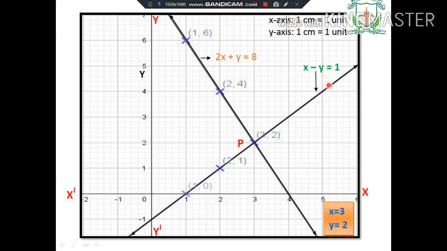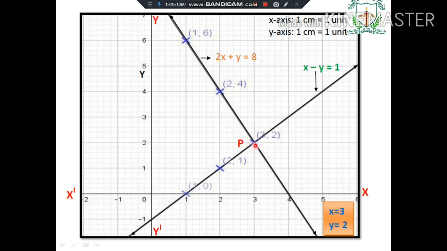This is the line for the equation x minus y is equal to 1. This is the line for 2x plus y is equal to 8. These two equations we have plotted on the same graph and you see that they intersect each other at a point. From this point you draw a dotted line to the x-axis, you'll get the x value. Here what is the value of x? Yes, it is 3. So right here x is equal to 3.